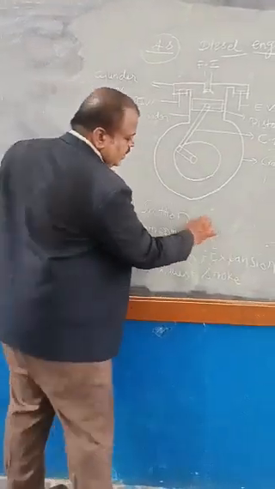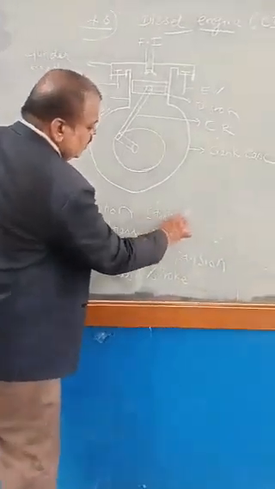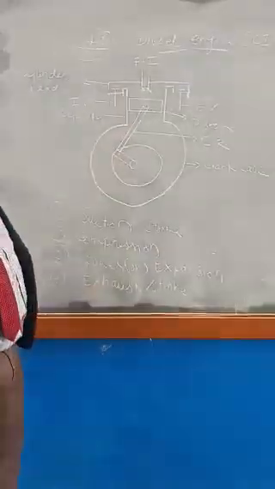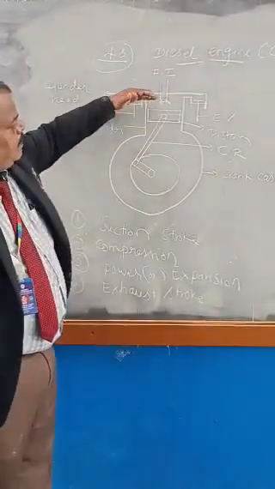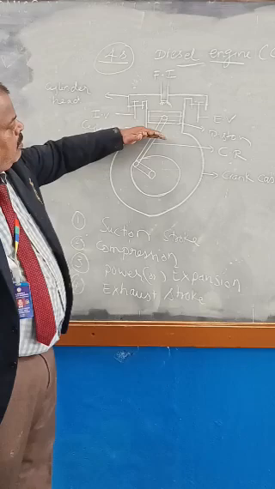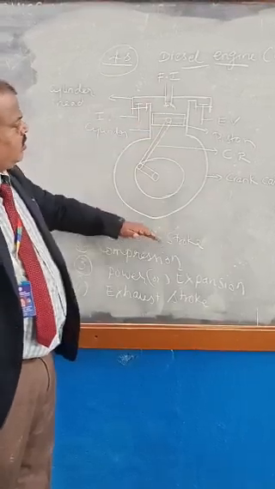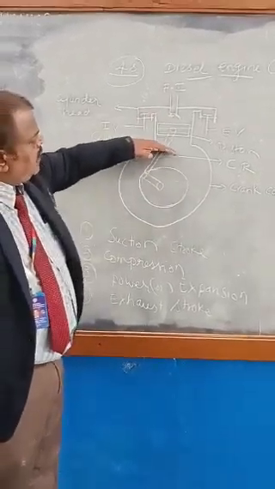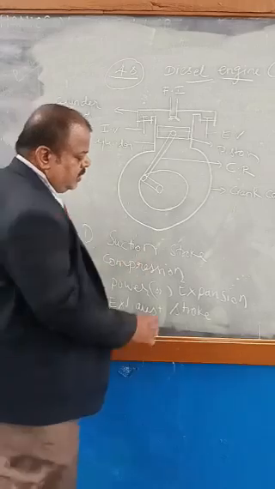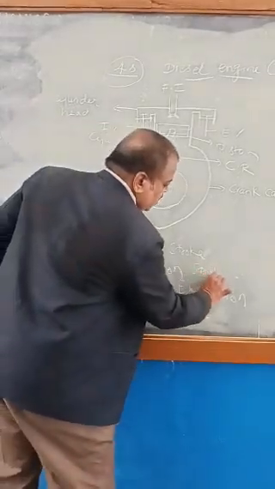The first, the suction stroke, is where the piston moves from TDC to BDC. When the crank rotates, what will happen? The piston moves from top dead center to bottom dead center. That is known as the suction stroke. Again, when the piston moves from BDC to TDC, that is known as the compression stroke.